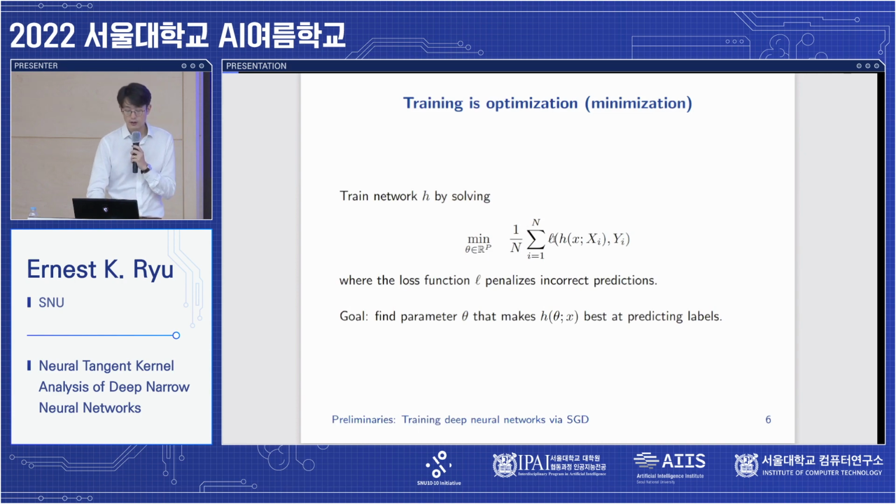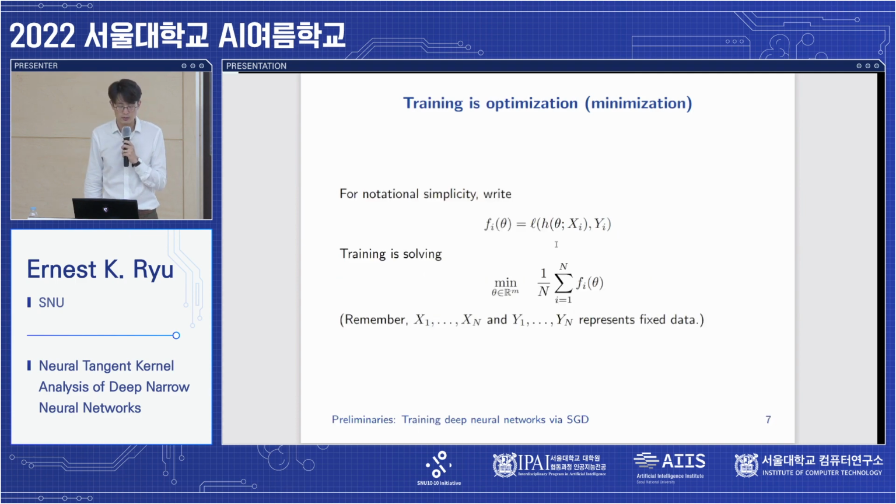We take the sum of such output loss values for all n data points, and then we take the average. And the goal in solving this optimization problem is to find a parameter theta that makes the neural network H best at predicting the known labels. And if the neural network is good at predicting the known labels, then perhaps it can also do a good job at predicting unknown labels as well.